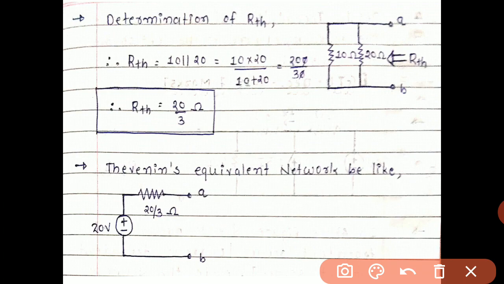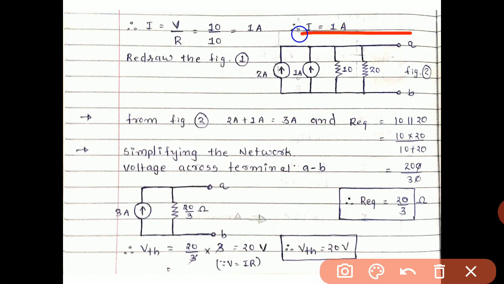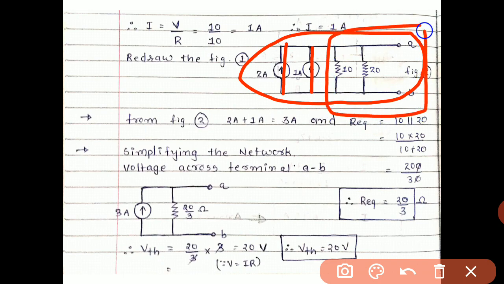So only two resistances will be there, that is 10 ohm and 20 ohm. Again we repeat how we find the RTH. In the main figure, or in the converted figure, all the independent sources are set to their zero value. So this 2 ampere will be open, and this 1 ampere will be open. So only this kind of figure will remain, and this figure is now considered as the final figure to calculate the RTH.